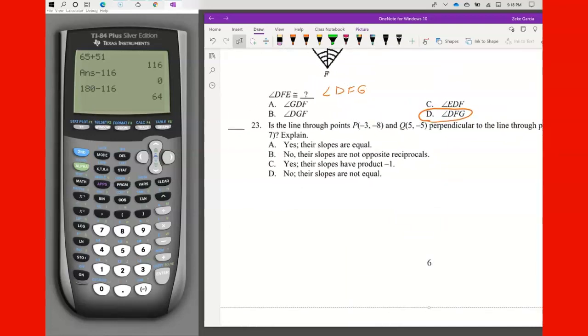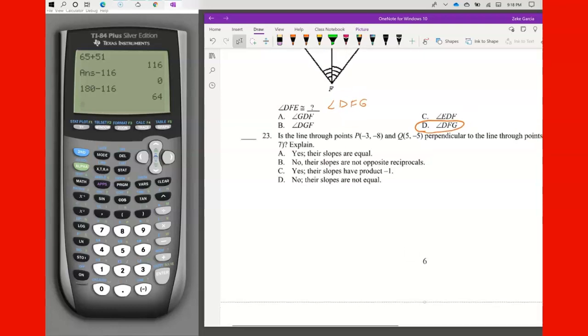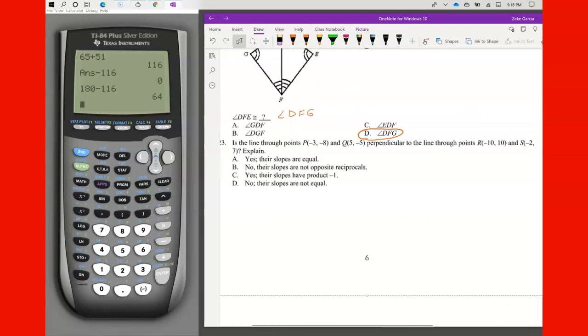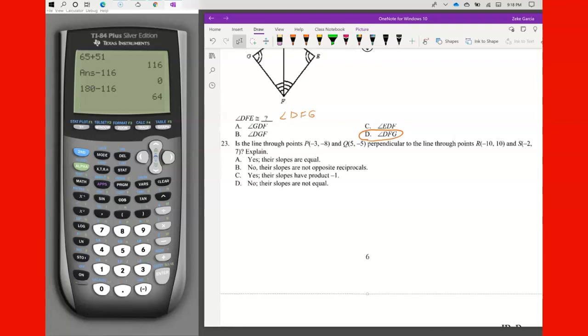Is the line through points P (-3, -8) and Q (5, -5) perpendicular to the line through (-10, 10) and (-2, 7)? So what you need to do is find the slopes of each line. In other words, you've got to find the slope of PQ. So you have y2 minus y1 divided by x2 minus x1. So we're going to find the slopes of these first two points, okay?